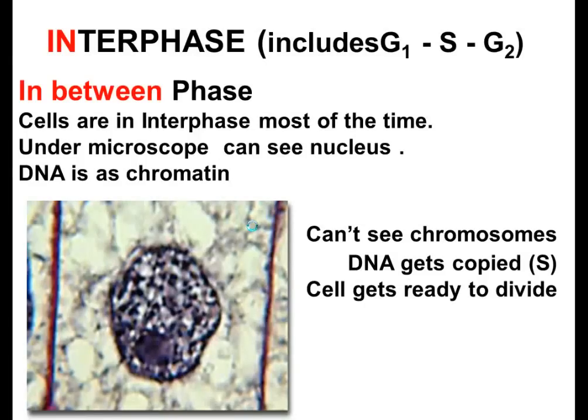All right, let's go in more detail. Interphase, remember, includes G1, S, G2. It's an in-between phase of cell division, or should I say nuclear division. Cells spend most of their time in interphase, and when you look under the microscope, you can see the nucleolus. If you remember, that's where ribosomes are made, or RNA is made. And here is the nucleus, and then here you see chromatin.